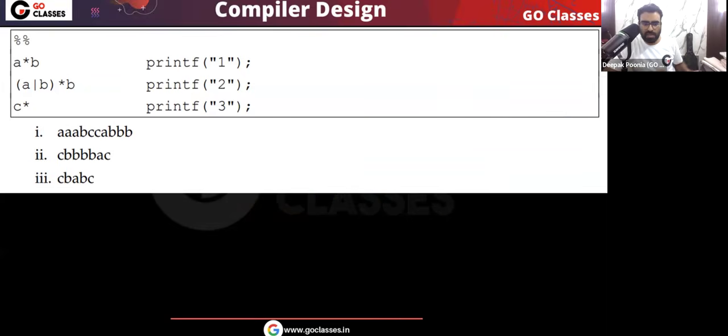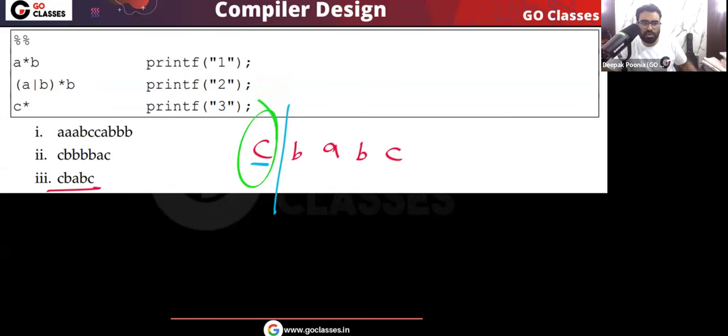I hope you understood. Now let's see the third one, that is CBABC. What about this string? Let's read from left to right, character by character. When you read this character C, which regular expressions are in the race? Only the third regular expression is in the race, because in the first two regular expressions there is no symbol C. Now when you read CB, all the regular expressions are out of the race. So what was the last match? Yes, this C is a match.